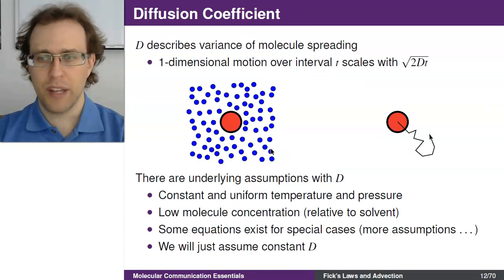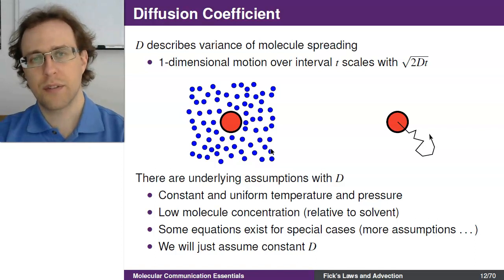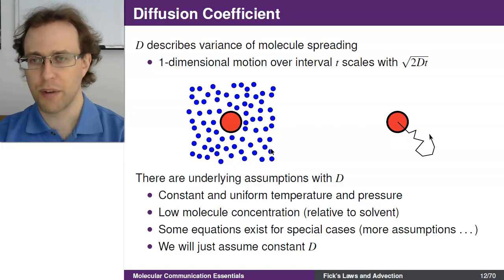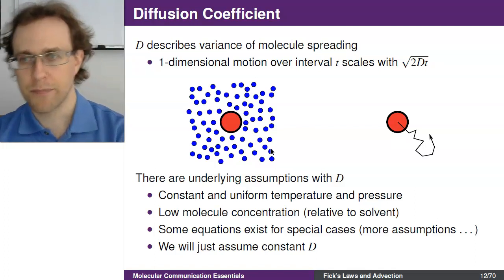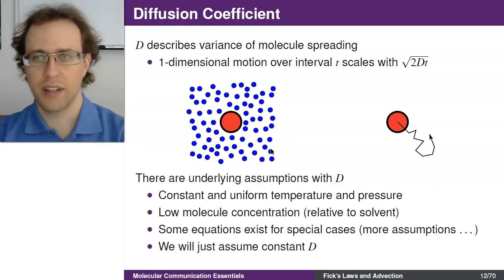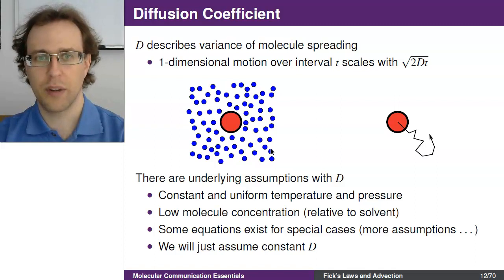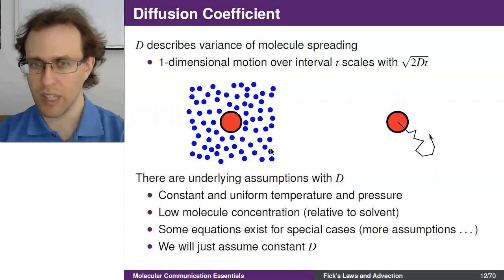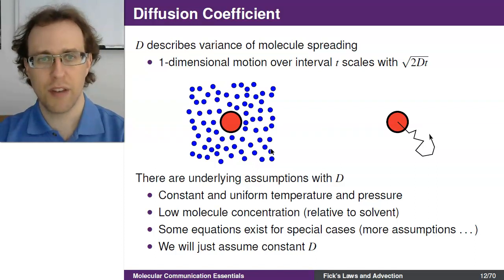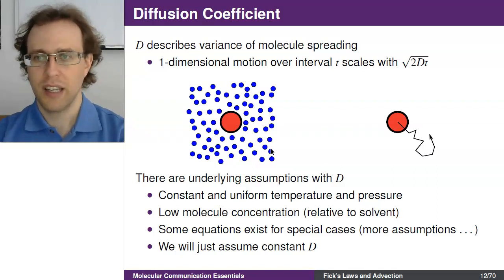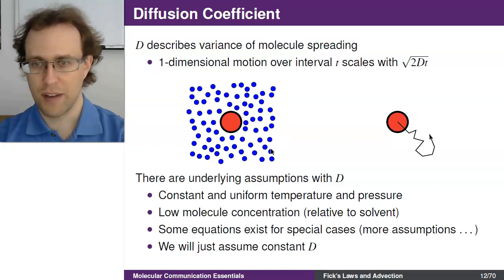To elaborate a bit on the diffusion coefficient itself, the diffusion coefficient D describes the variance of molecule spreading. If you have one-dimensional motion, then over some interval t, this one-dimensional motion will scale with the square root of 2 times D times t. And if you have multiple dimensions where your molecule can move, then you get the same scaling along each dimension.